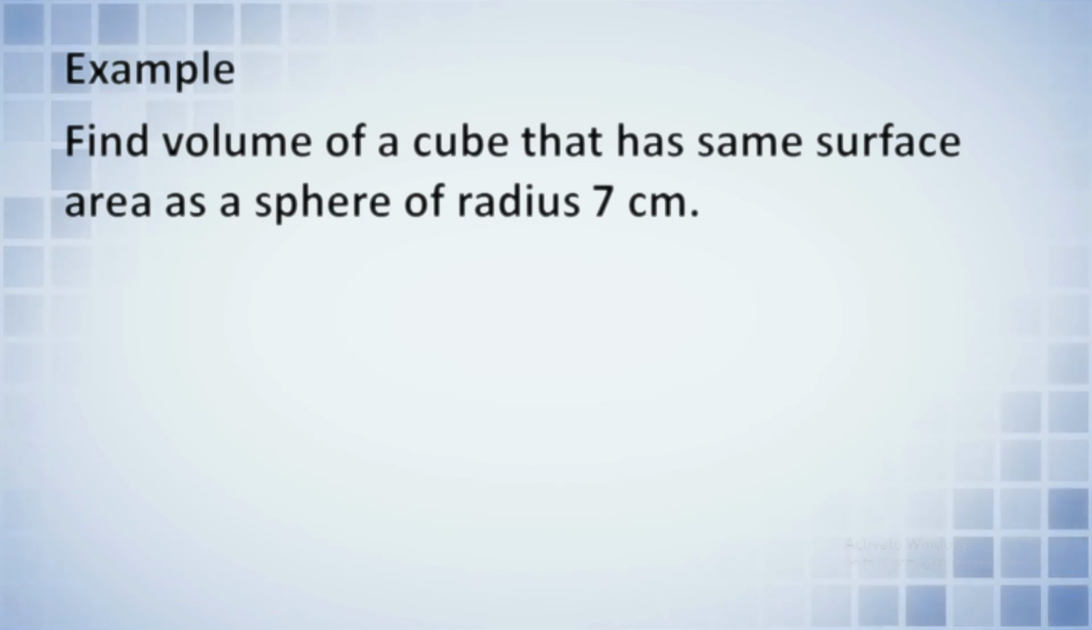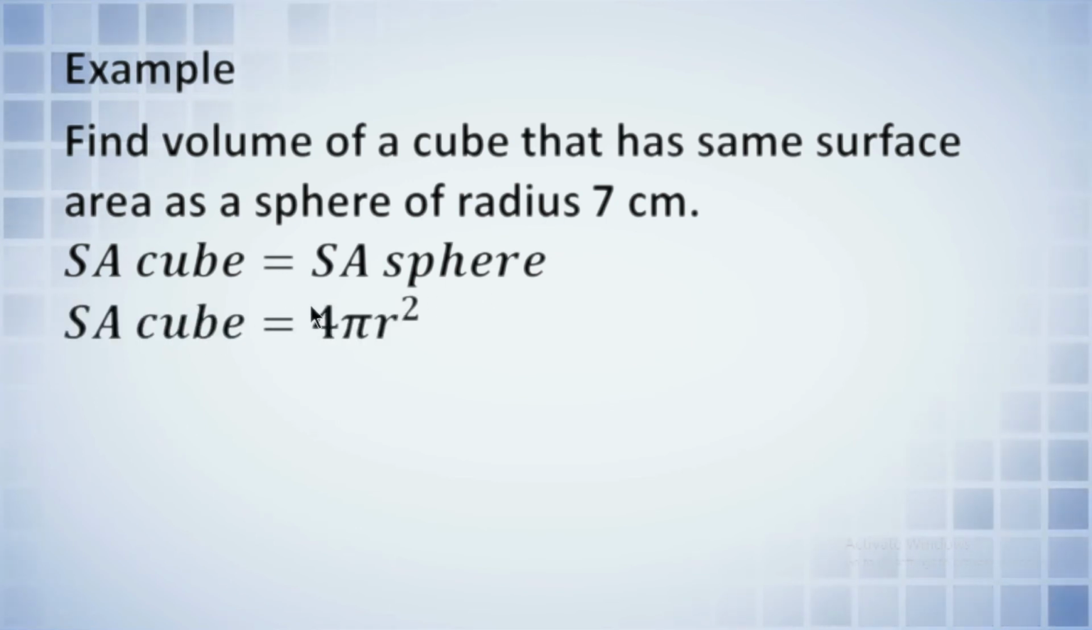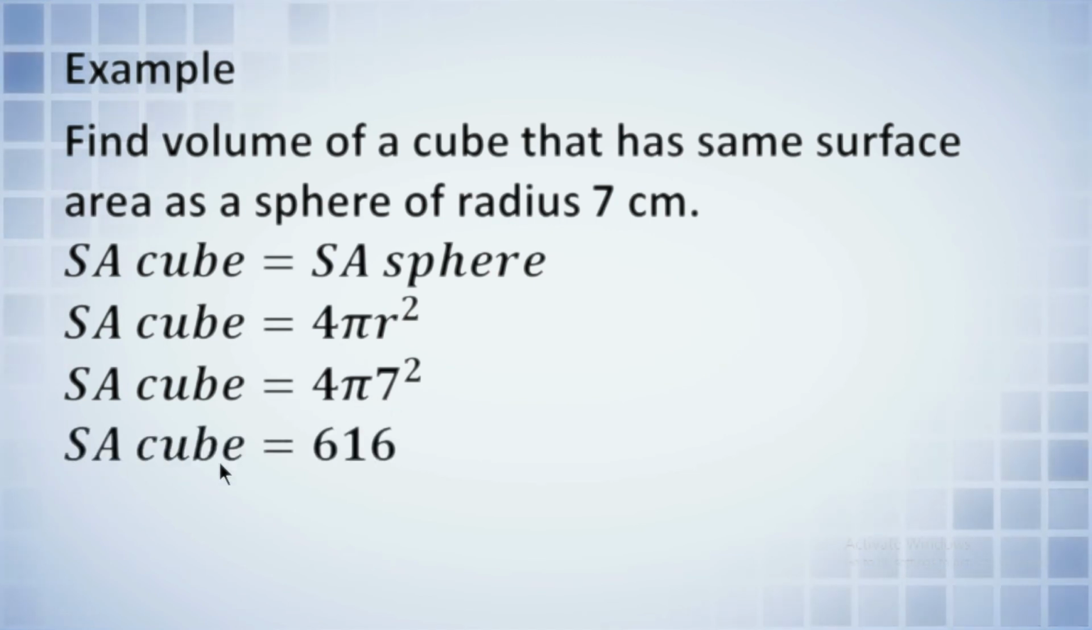Next example, find the volume of a cube that has the same surface area as a sphere of radius 7 centimeters. We have learned about volume in the previous video. Now we're going to connect the volume with the surface area in this example. From the example, we know that the surface area of the cube equals the surface area of the sphere. So the surface area of the cube is equal to 4 times pi r square, because this is the formula for the surface area of a sphere. We know that the radius equals 7 centimeters. So the surface area of the cube equals 4 times pi times 7 square. So you'll find that the surface area of the cube is 616.